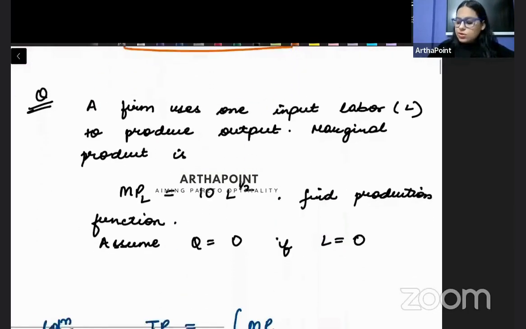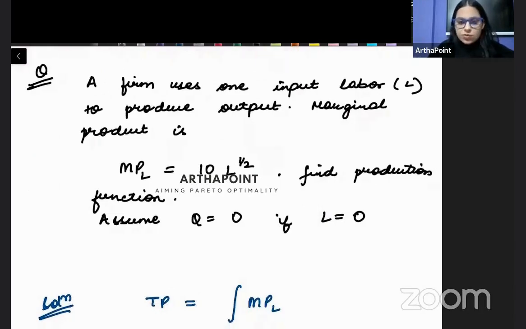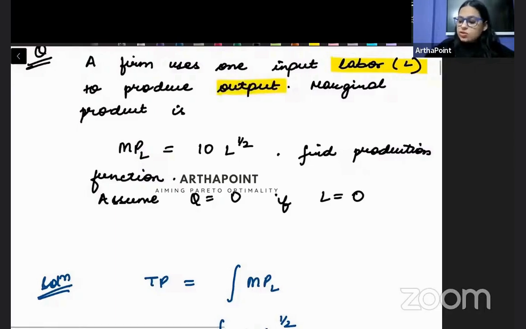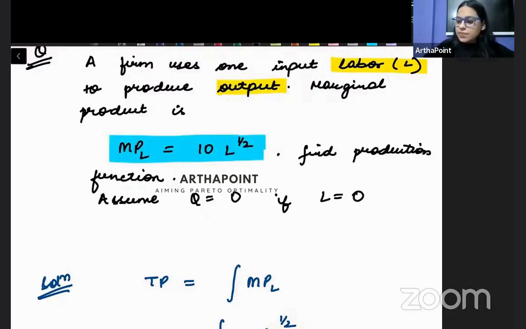Okay, now let's look into the next question and try to analyze what this question is saying. तो देखो ध्यान से क्या कह रहा है question. It says a firm uses one input labor to produce output. तो labor को use किया जा रहा है output को produce करने के लिए. And then the question is saying that marginal product of labor is given to you as this function. ये आपका MPL function है बेटा. Then this question says find production function. Production function मतलब कि the question is asking you to find total product.